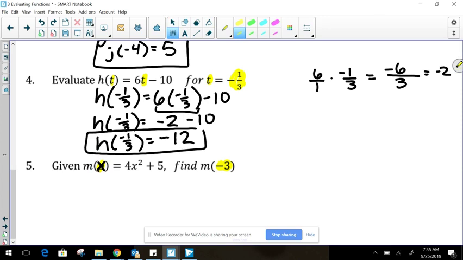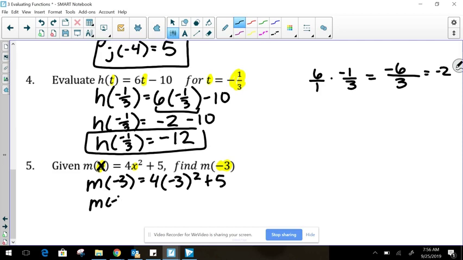So x is also plugged in here. So I have m of -3 is equal to 4. I'll put the -3 in parentheses with the squared. All right, so I have m of -3 is equal to, I'm going to do this part first. Think of PEMDAS, parentheses, exponents. We're going to do that first. So -3 times -3, that's what -3 squared is, 9.